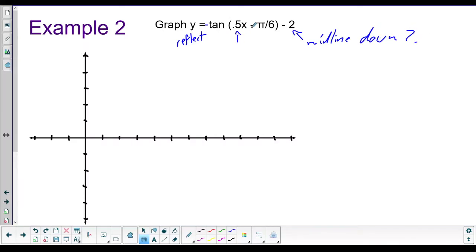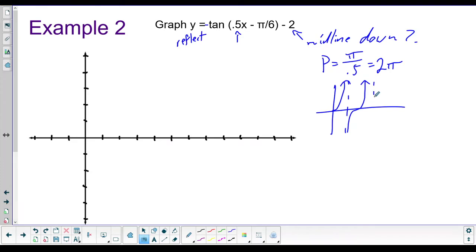This 0.5 is going to change our period. So let's calculate that. Our period equals pi divided by our b value. So divided by 0.5, that's 2 pi. Okay, so we're going to take our graph that normally looks like this. And what it's going to do is it's going to make it look like this. Right? It's going to make it wider. Okay.